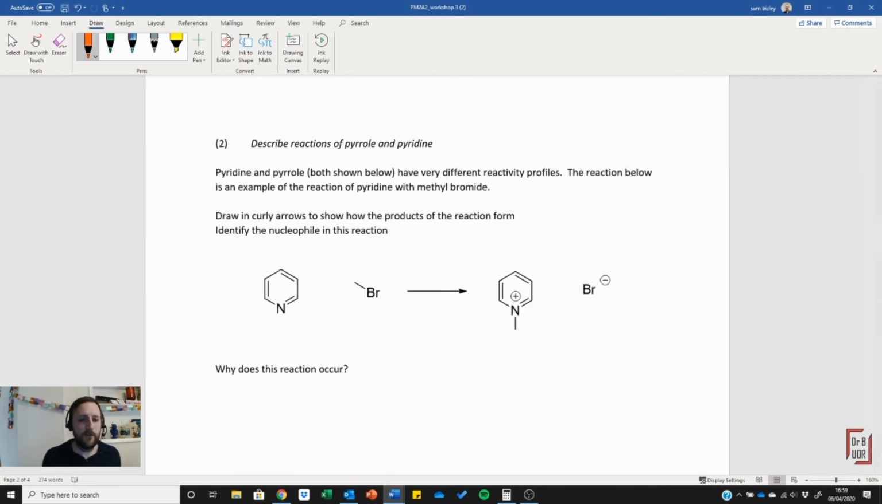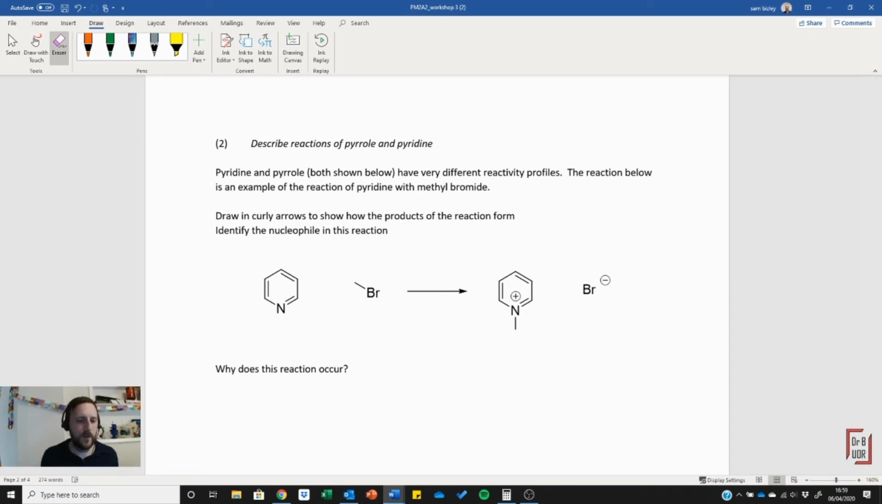They have quite different reactivity profiles. So the reaction we have below is a reaction of pyridine, here, with methyl bromide. I haven't drawn the CH3 here because we don't have to. Remember, we don't have to draw in all the implicit hydrogens and everything like that, but they are there.